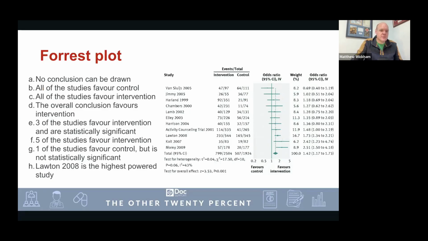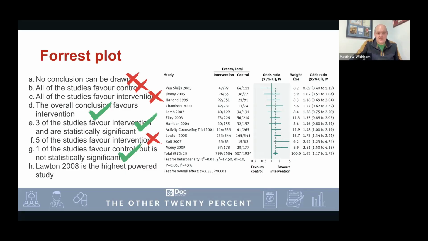So let's go through this. No conclusion can be drawn. Well, that sounds false, because we've just done one. All of the studies favor control. Nope. All of the studies favor intervention. No. Overall, the conclusion favors intervention. Well, we've talked about that, that's the diamond. So, yes. Three of the studies favor intervention and are statistically significant. Yes. Five of the studies favor intervention. Well, I've marked that wrong, that was me writing this question. It's meant to say and are statistically significant. One of the studies favors control but is not statistically significant. Again, that's the top one, so that's true.